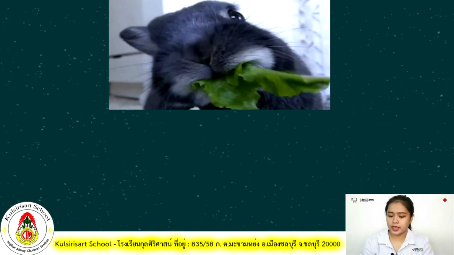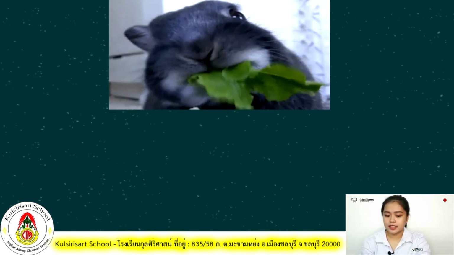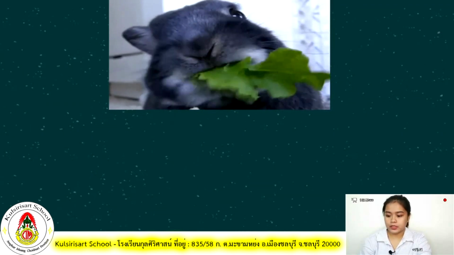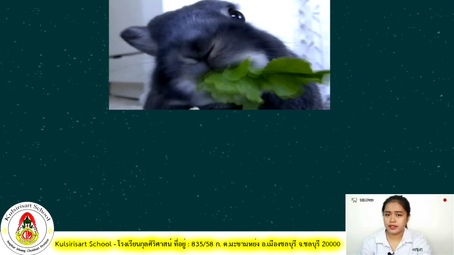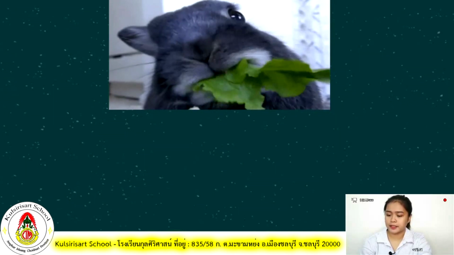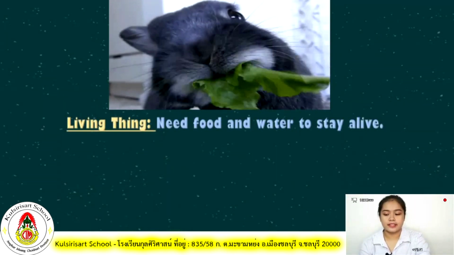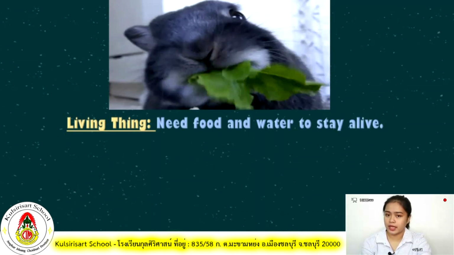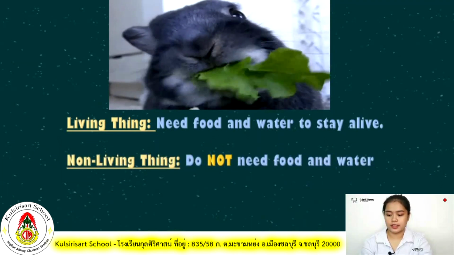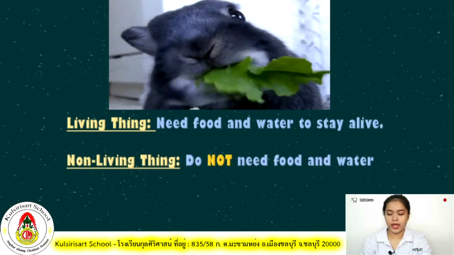As you can see here, the rabbit is eating leaves. The rabbit needs the nutrients in the leaves, that's why he is eating leaves. Therefore, living things need food and water to stay alive, while non-living things do not need food and water.